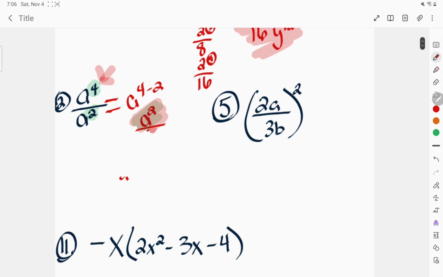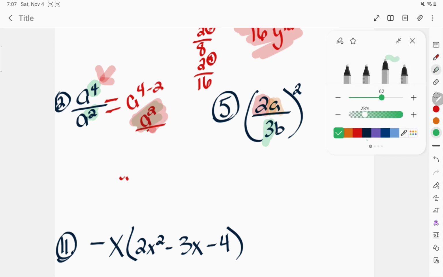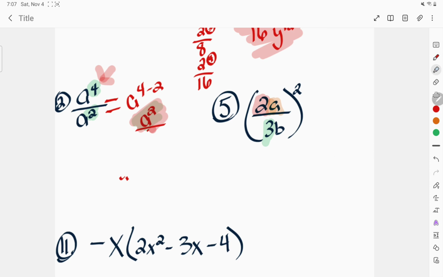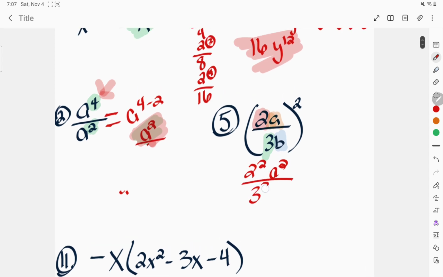Okay, so I did number 5, which is a fraction, just so that you would see it. Remember, every one of these is raised to that second power. It's not just your variable, it's not just the term, it's every one of them. All of them are raised to that second power. So it's 2 to the second power, a to the second power, divided by 3 to the second power, b to the second power.